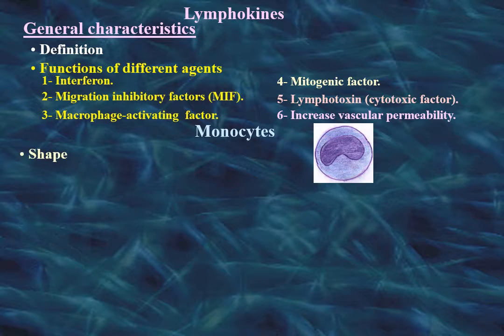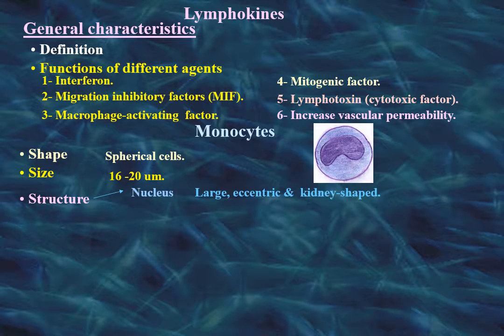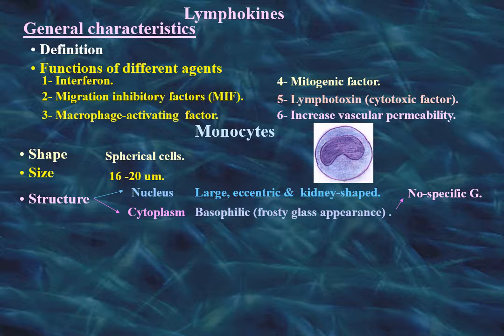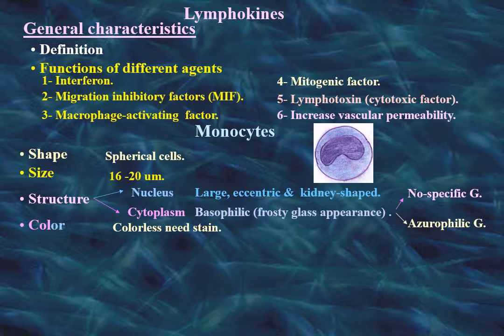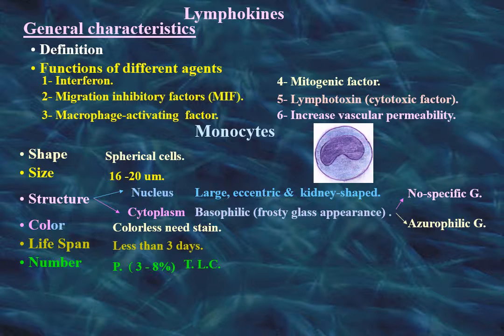Monocytes. Shape: they are spherical cells. Size: their diameter varies from 16 to 20 microns. Structure: the nucleus is large, eccentric, and kidney-shaped. The cytoplasm is basophilic, of frosted glass appearance, with no specific granules and rich in azurophilic granules containing lysosomal enzymes. Color: they are colorless and need to be stained like other types of leukocytes. Lifespan is short, less than 3 days. Number: their percentage ranges from 3 to 8 percent of the circulating leukocytes or white blood cells.